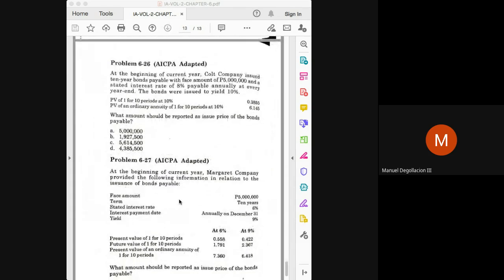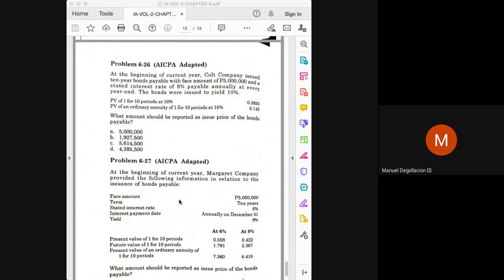Proceeding to problem 6-26 and 6-27. Essentially, this is just a test on whether or not you know which factors to use. Okay, so if you're in problem 6-26, you're dealing with a 10-year bond that will have a maturity value of 5 million, which will require payment of 8% interest annually. So you will have two sets of cash flows here, interest payment of 8% and principal repayment of 5 million. The 5 million repayment will happen after 10 years. The interest payment will happen every year at the end of each year.